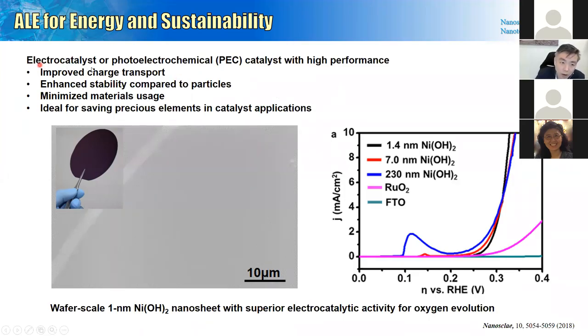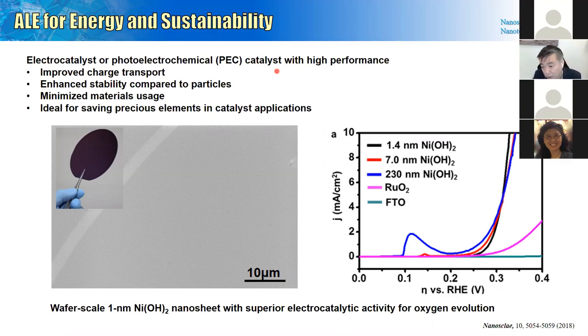As we know, for electrocatalysis or photoelectrocatalysis to have high performance, there are a few key perspectives. One is we need to improve the charge transport, and then we need to maximize the surface area. On the other hand, we minimize the materials usage, particularly the rare earth materials or precious metals usage. So that's a general goal for us to develop high performance catalysis.